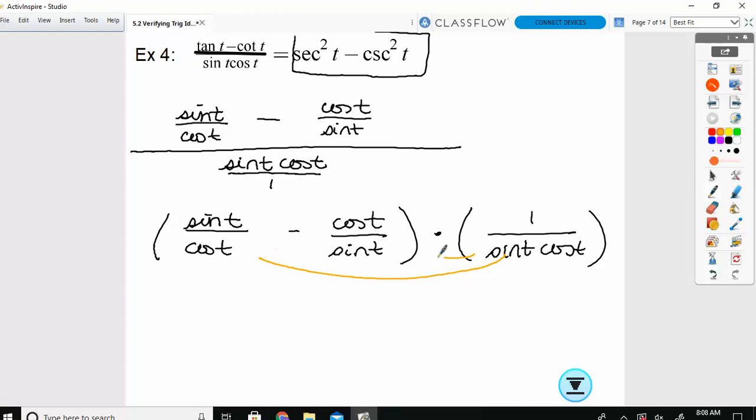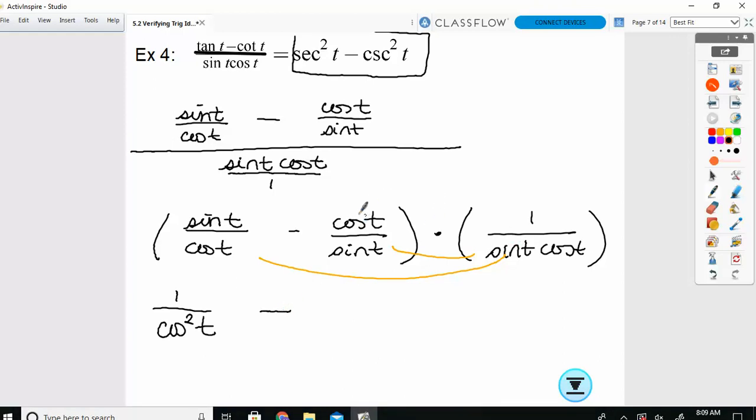We have to distribute this. So I have sine t over cosine t. If I take it times 1 over sine t cosine t, what's going to happen? The sines would cancel. The cosines would be multiplied. So cosine t times cosine t would be cosine squared t. Does everyone see how those sines cancel out here?